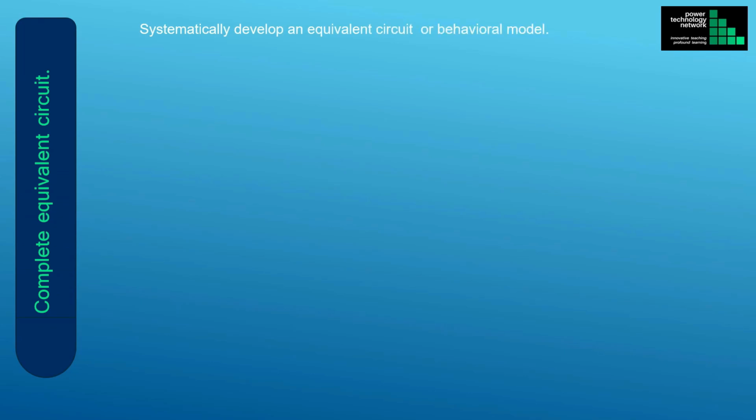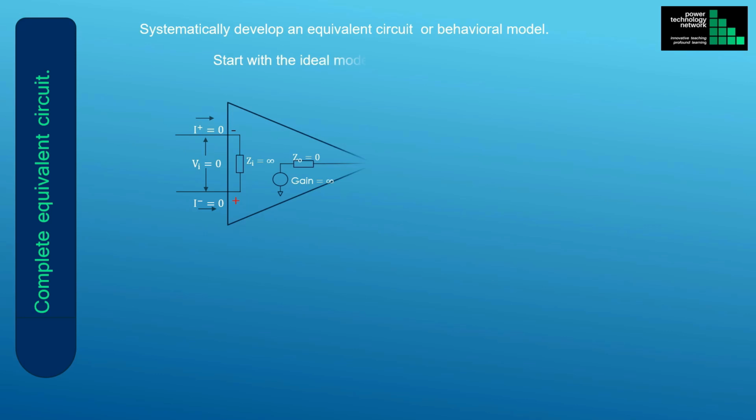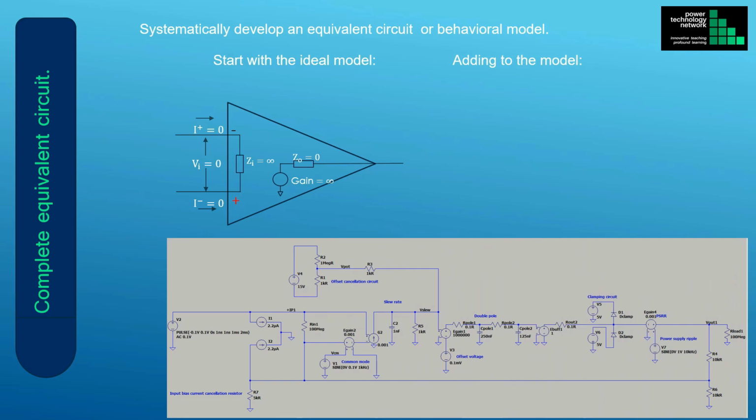In this course we are systematically going to develop an equivalent circuit or behavioral model for the op-amp, and amplifiers in general. The result can be used to simulate the behavior of real op-amps, or amplifiers in general, by setting the equivalent circuit parameters accordingly. We start with the ideal op-amp model, that we already introduced in an earlier slide. And we add various real-world op-amp parameters, to make this ideal model more representative.